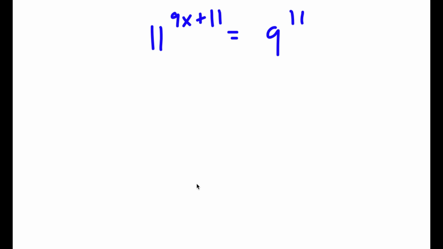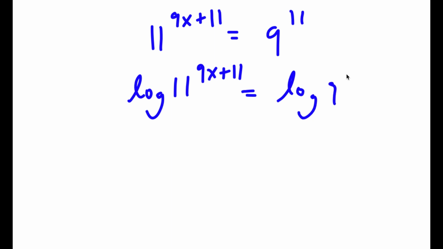Alright, so in this problem, I have 11 to the power of (9x plus 11) is equal to 9 to the power of 11. So to solve this problem, I'm going to first start by taking the log on both sides. So I have log 11 to the power of (9x plus 11) is equal to log 9 to the power of 11.